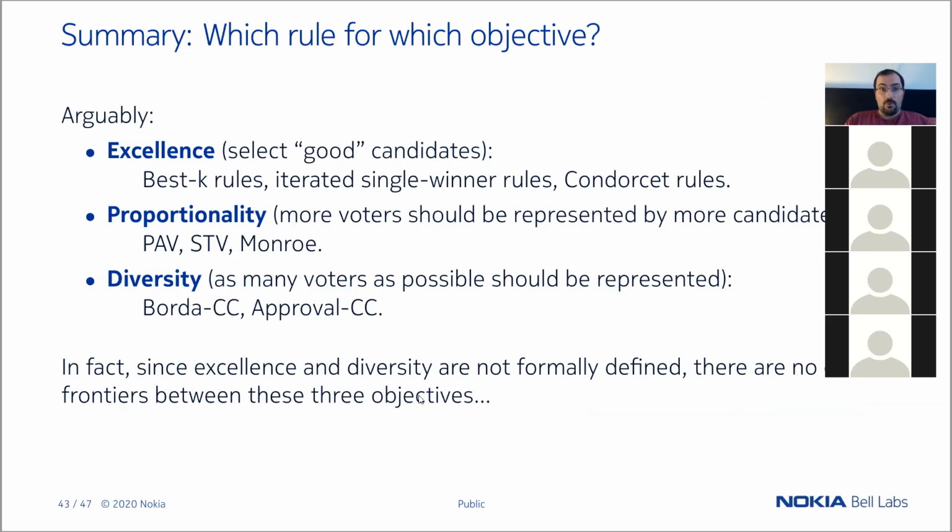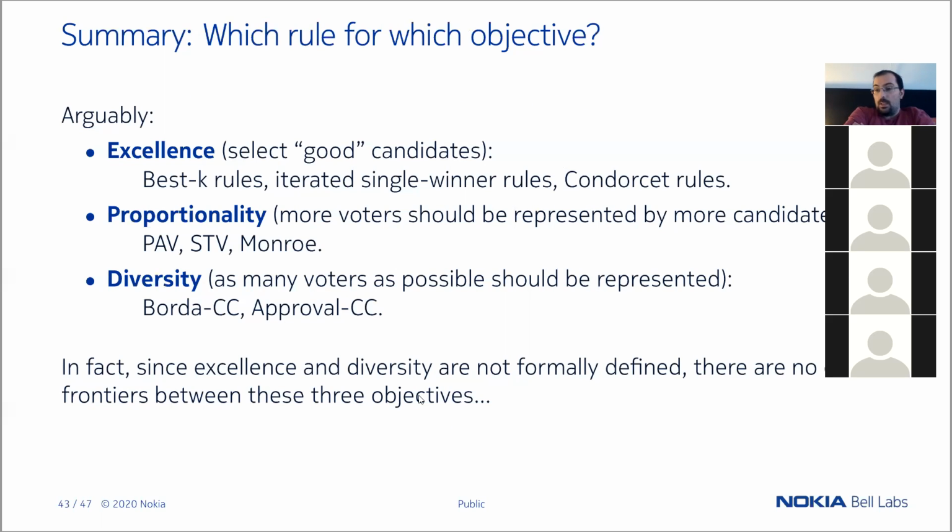So in summary, for excellence, typically you want best-k rules, iterated single winner voting rules, or Condorcet rules. For proportionality, typically you want proportional approval voting, STV or Monroe.